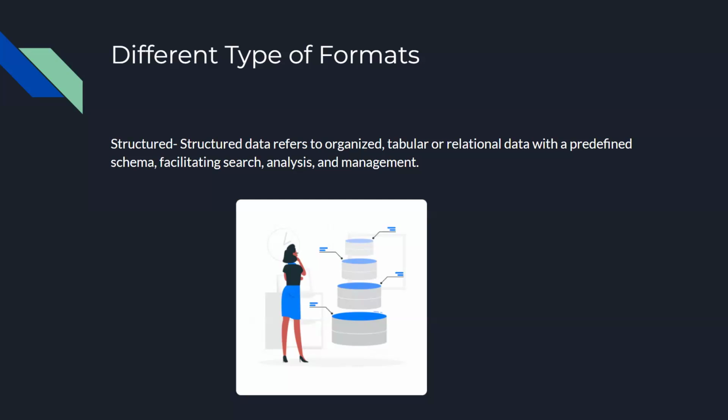Got it? For example, if it is a structured format, you will select some XYZ database. If it is an unstructured format, you will select some ABC database. If it is semi-structured, you will select some other DEF database. You got my point now, guys. So we have different types of formats in data: structured data, semi-structured data, and unstructured data. I hope I'm clear.